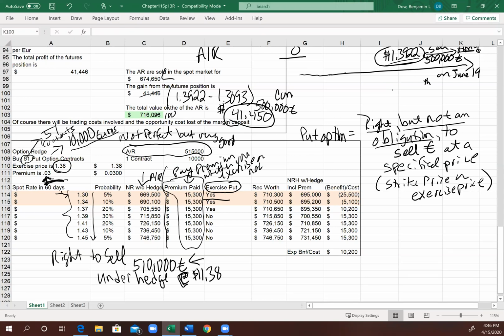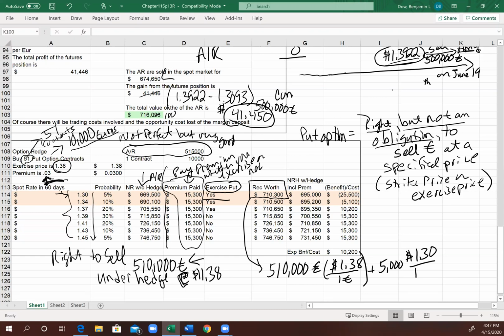Okay. All right, how do we get this number right here? If we sell 510,000 euros with our put option, and we collect $1.38 for those euros, plus we have 5,000 left over because it was an odd number in terms of contracts. And those 5,000 we have to sell at the going spot price. So we're hedging most of it, but not all of it. But we're hedging the majority of it, the most we can.